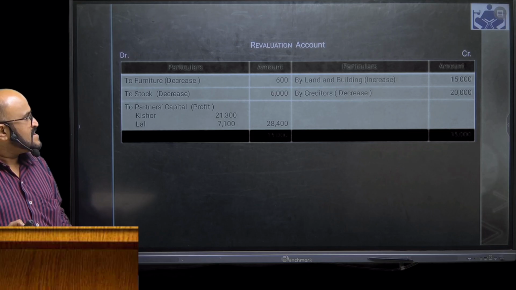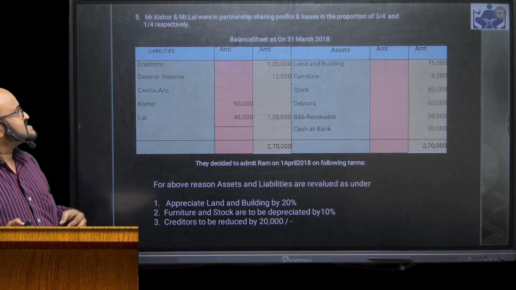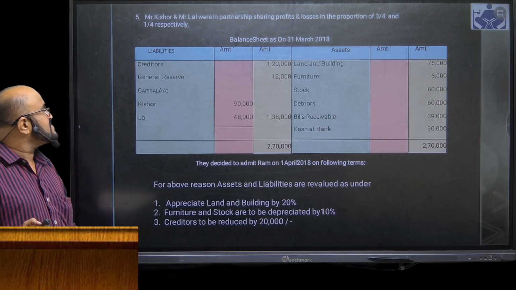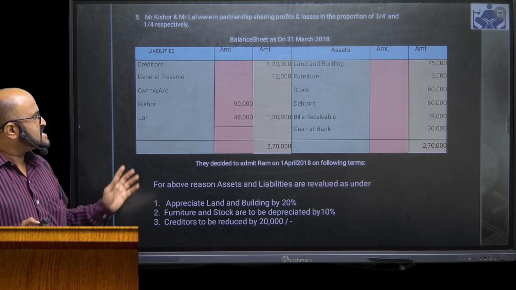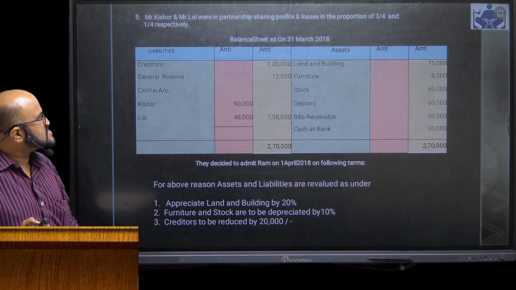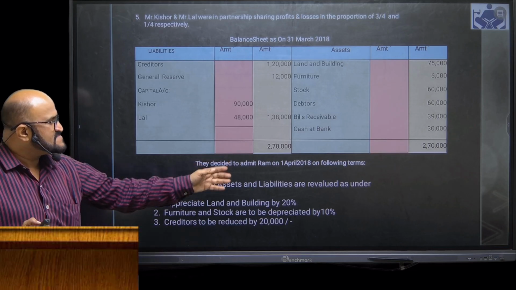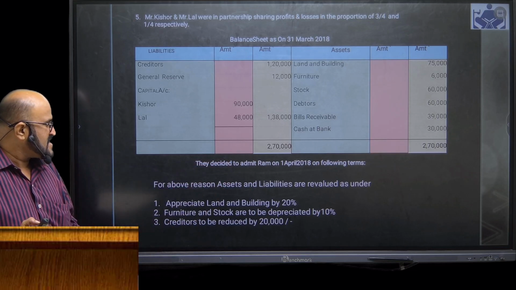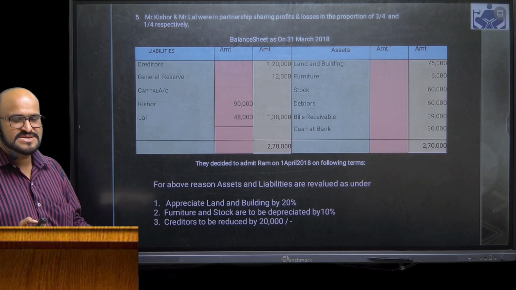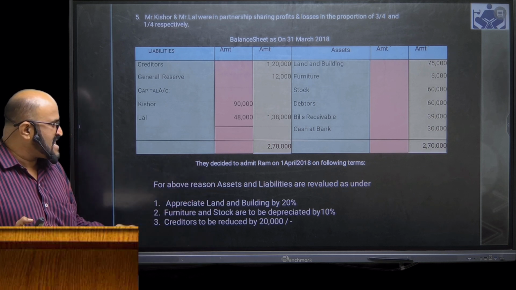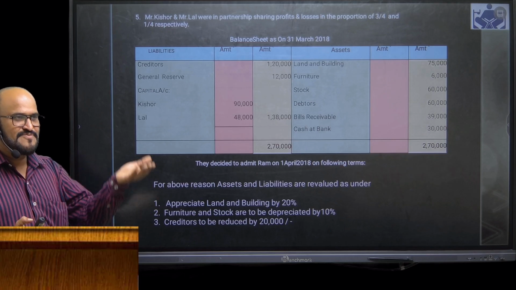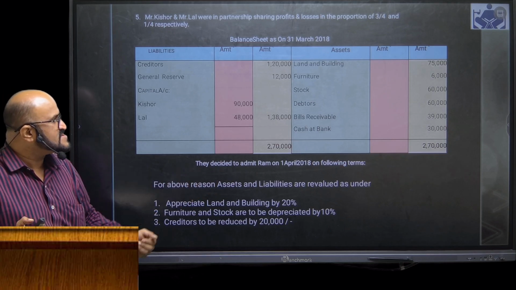Wait a minute. You can see here, this is an old partnership firm of Kishore and Lal, who are sharing profit and loss in the ratio 3:1, and Ram has been admitted in this partnership firm. So because of Ram's admission, there is reconstitution. There is appreciation in the land and building. The value of land and building has increased by 20%.